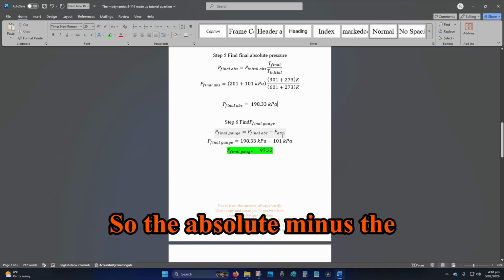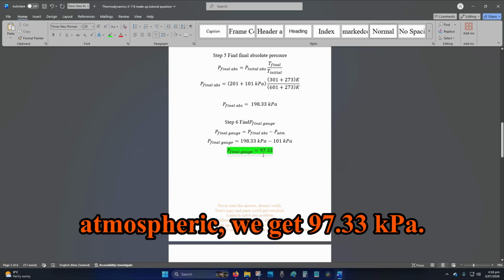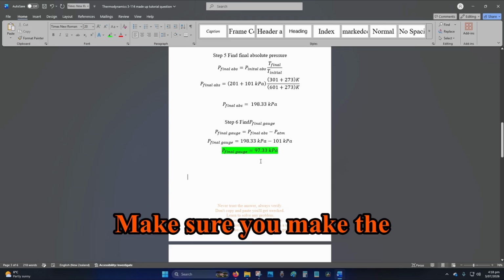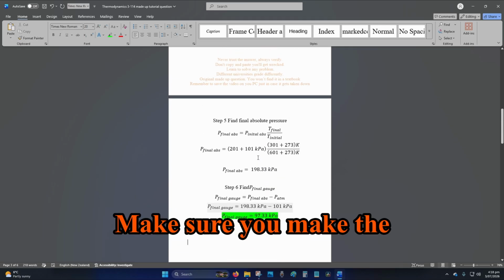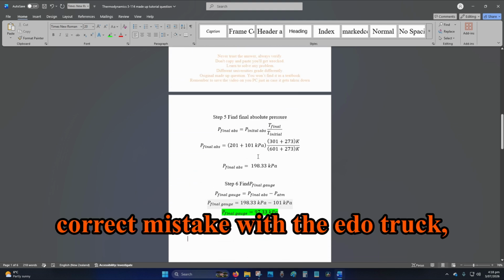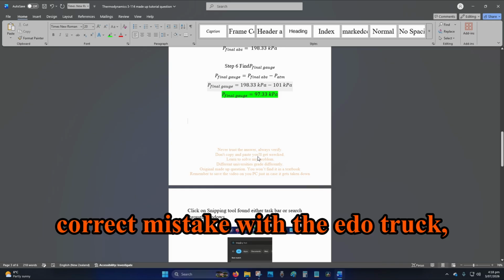Step 6, find the final gauge pressure. So the absolute minus the atmospheric, we get 97.33 kPa. Disclaimers. The method is correct, however, I do make calculation mistakes. I encourage you to solve it yourself and see if you get the same answer.